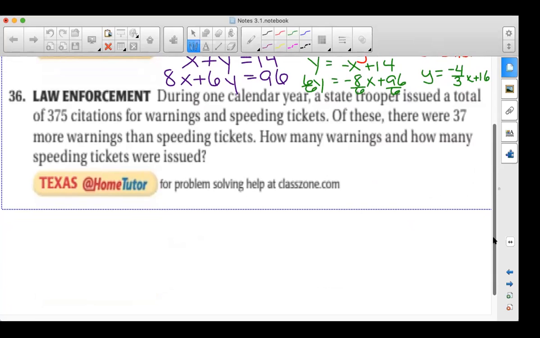During one calendar year, a state trooper issued a total of 375 citations for warnings and speeding tickets. Of these, there were 37 more warnings than speeding tickets. How many warnings and how many speeding tickets were issued? If I look at that last sentence, that's where I can figure out what we're talking about for X and Y. How many warnings? How many speeding tickets?